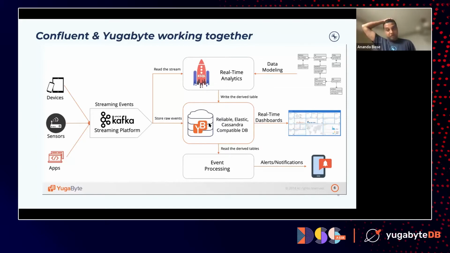And Yugabyte, you guys know better than me, but in Yugabyte, you can do the processing there. And then through Yugabyte, you can put them into real-time dashboards or alerts, notifications, as well as microservice consumption. Or you can use Kafka Streams or KSQL and actually do real-time processing. And you can send the materialized view to Yugabyte, or you can have other services that are subscribing to this.